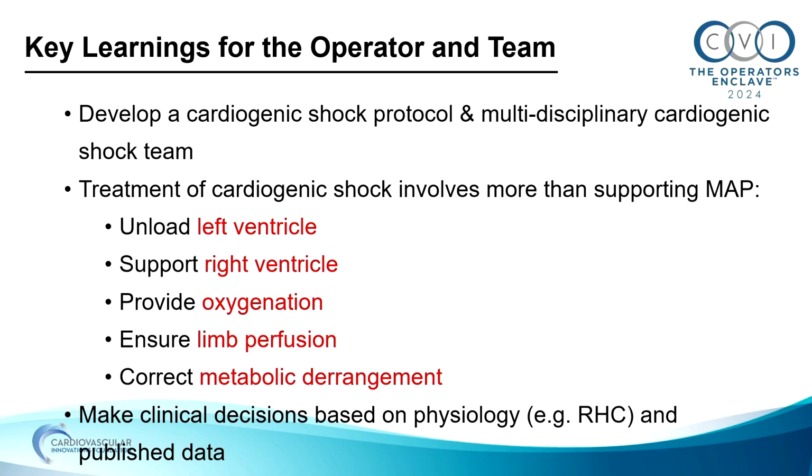Treatment of cardiogenic shock, as my colleagues have already told you in great detail, involves more than supporting the mean arterial pressure: unloading the left ventricle, supporting the right ventricle, obviously providing oxygenation, as this case demonstrated, ensuring limb perfusion, and then obviously correcting the metabolic derangement to get the patient back on their own circulation. And then I think we should take note to make clinical decisions based on physiology. Every case shown thus far in this session has involved right heart cath data, and start learning what's been published and what's been working and what's not been working, and generate new hypotheses from there and test those. So with that, I'll take any questions.